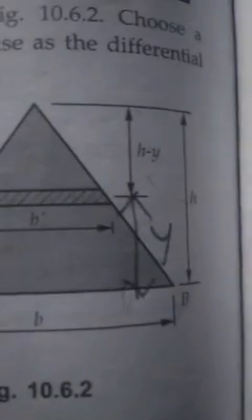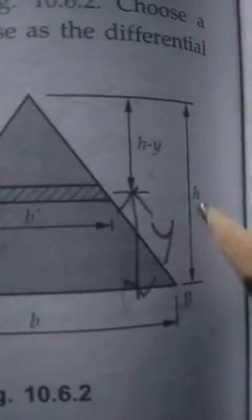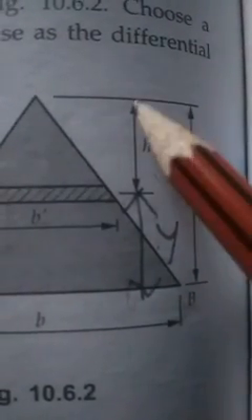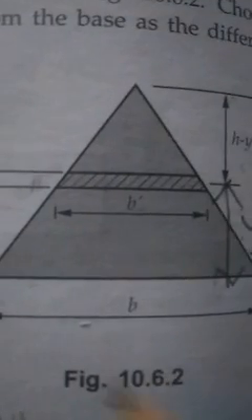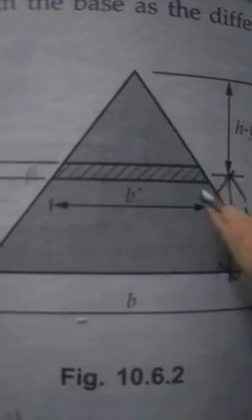From here to here it is y. So the total height is h minus y, you get this height from here to here. We are finding the moment of inertia for a triangle. What you do is take a small elemental area of breadth b dash, and the thickness is dy.